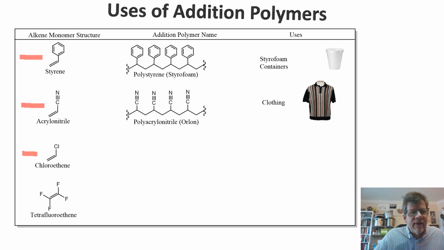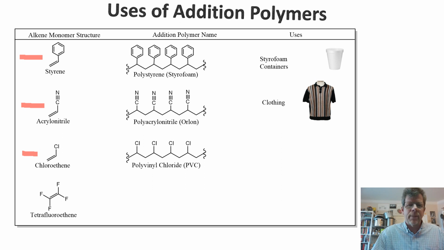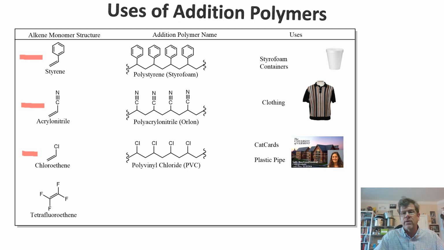Looking at the next one, well, here we have an alkene with a chloro substituent, chloroethene. And if we were to polymerize this particular one, we would end up with what is known as polyvinyl chloride, taking the name of PVC. Now, you may have heard the term PVC, such as in PVC piping, that white brittle piping that is used for many uses. And indeed, PVC is a material used in piping and also in credit cards, or if you like, cat cards. All the cat cards that you have are all made from the addition polymer polyvinyl chloride, or PVC. So you hold probably in your pocket one of the uses of addition polymers.